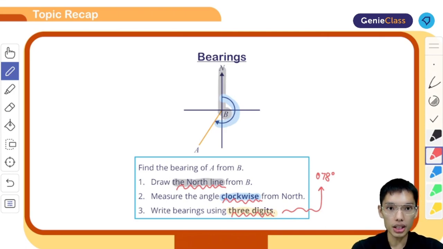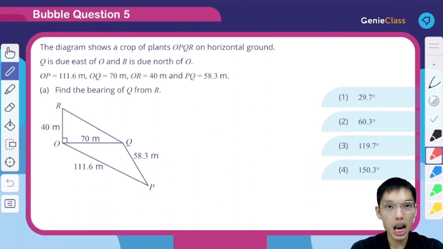Okay, I hope you all got this down, because that's where we are going to go to our last 4 bubble questions. Alright, so they are a bit heavy, but let's see how you are doing. Okay, launching my bubble launcher in 3, 2, 1. Okay, first question is on bearings, ready. I haven't launched it yet. I'm going to launch it now.